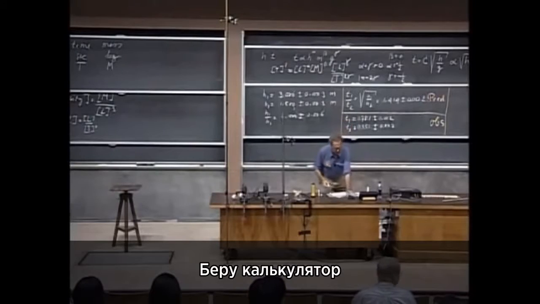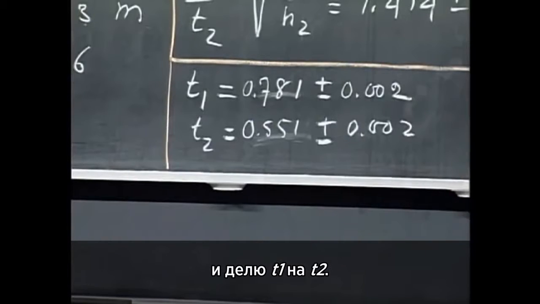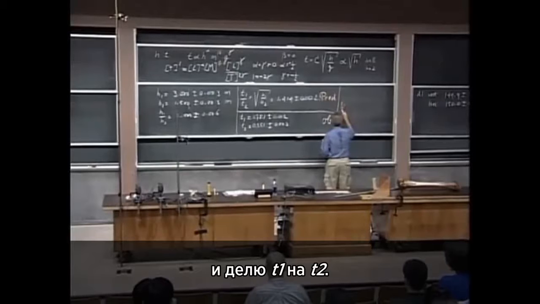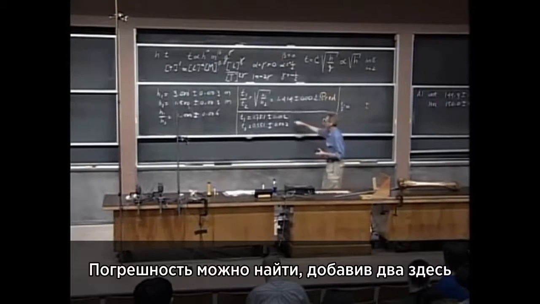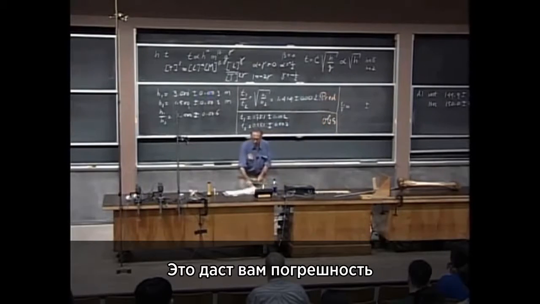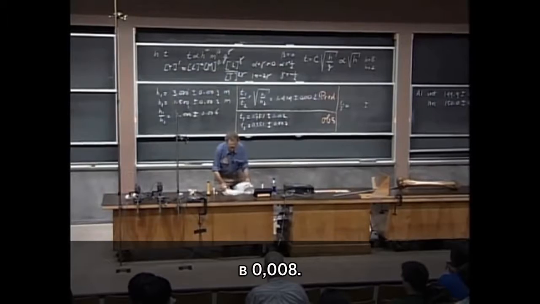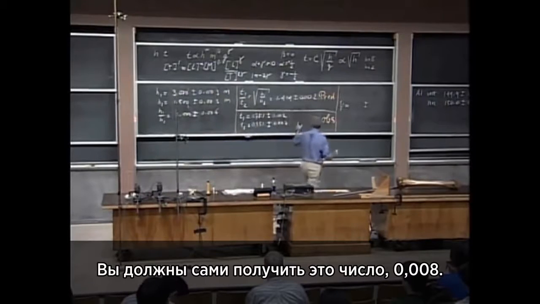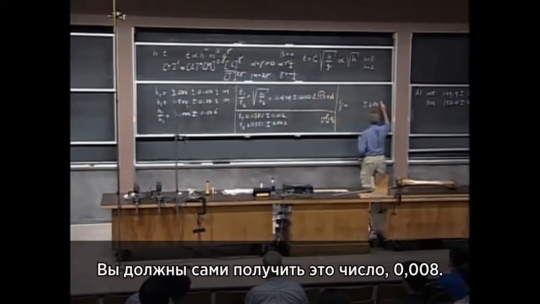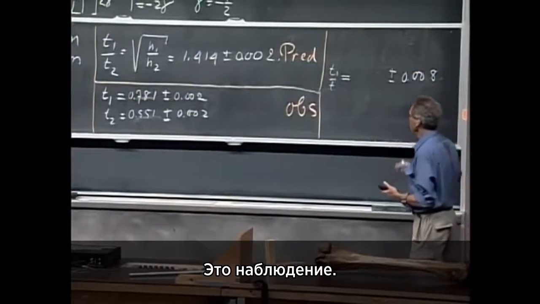So I take my calculator, and I'm now going to take the ratio T1 over T2. The uncertainty you can find by adding the 2 here and subtracting the 2 there. And that will then give you an uncertainty of, I think, 0.008. You should do that for yourself. Dimensionless number, this would be the uncertainty. This is the observation.